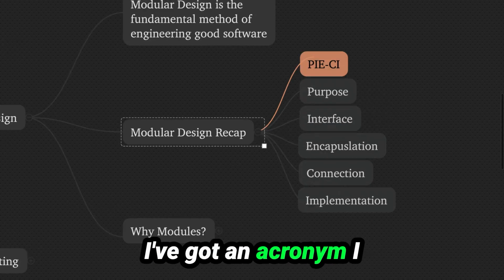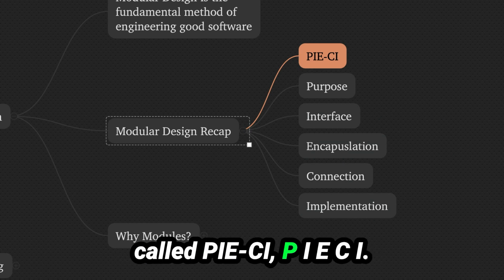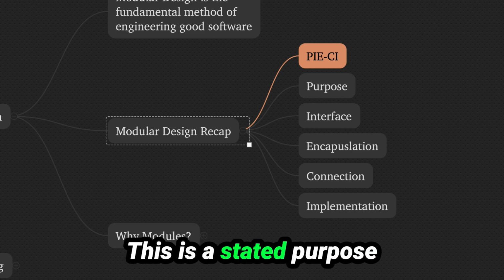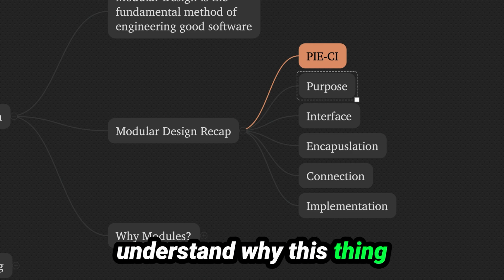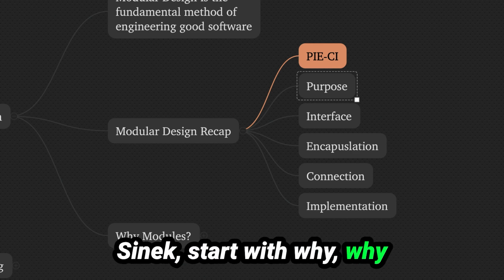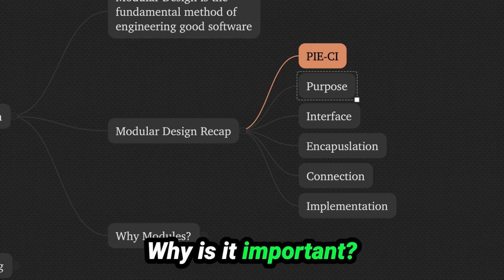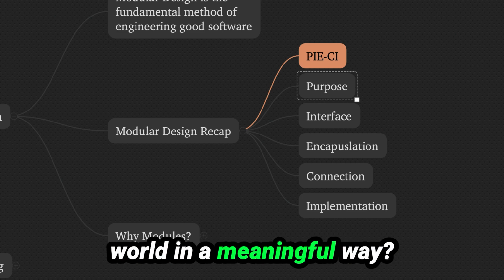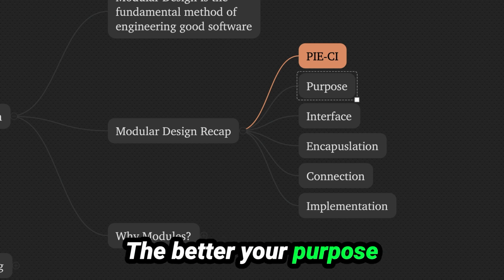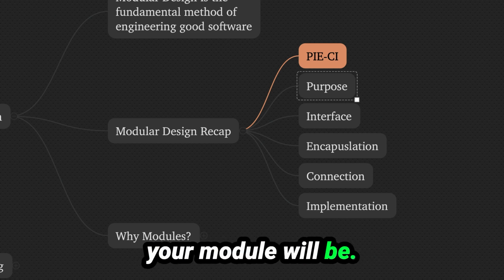I've got an acronym I have been using recently called PIECI, P-I-E-C-I. First, a module needs to have a clear purpose. This is a stated purpose for the humans to understand why this thing exists in the first place. This is very much a Simon Sinek start with why. Why does this module exist? Why is it important? Why does it serve the real world in a meaningful way? This is going to guide all the rest of your decisions about this module. The better your purpose is defined, the better your module will be. The worse your purpose is defined, the worse your module will be.